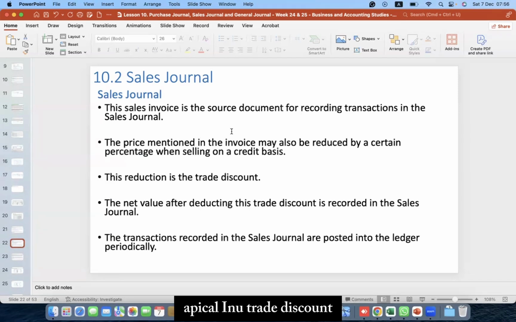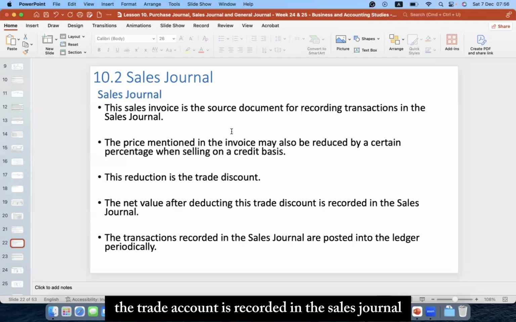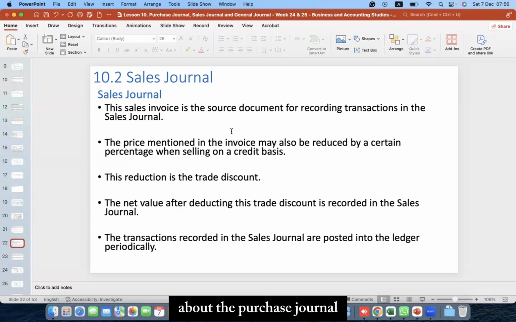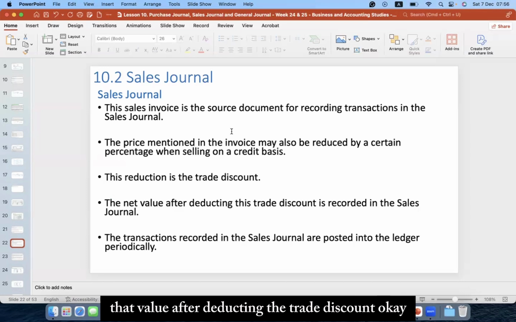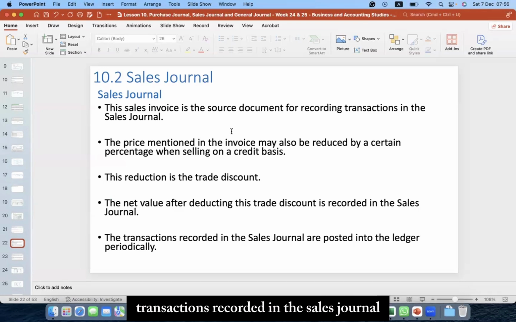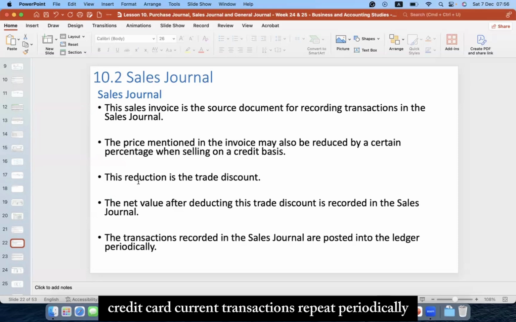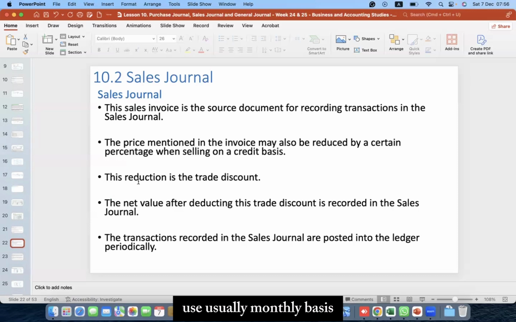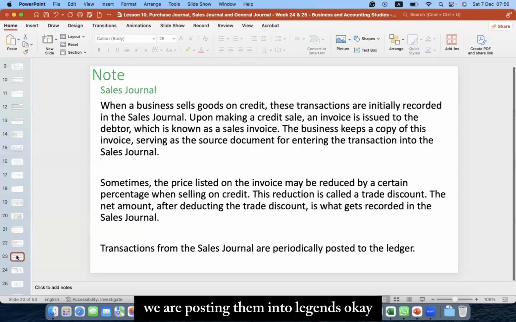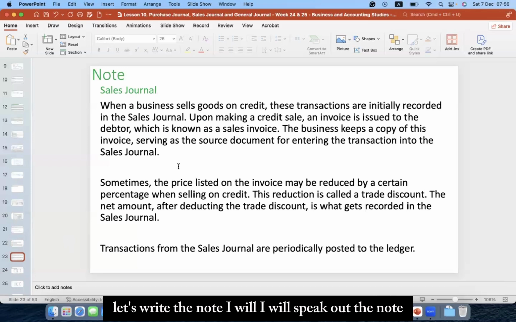අපි කලිනුත් trade discount එක ගැන ඉගෙන ගත්තා. The net value after deducting the trade discount is recorded in the sales journal. So similarly, when we were studying about the purchase journal also, we recorded that value after deducting the trade discount. Okay. Transactions recorded in the sales journal are posted into ledger periodically. So similar to the purchase journal, we record current transactions in the sales journal and periodically, usually on a monthly basis, we are posting them into ledgers.